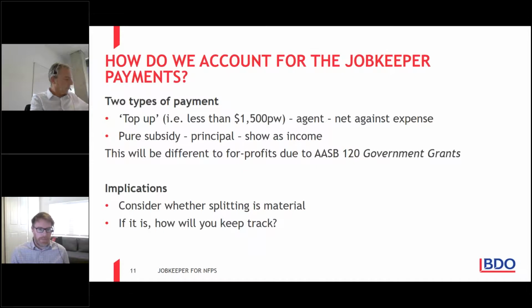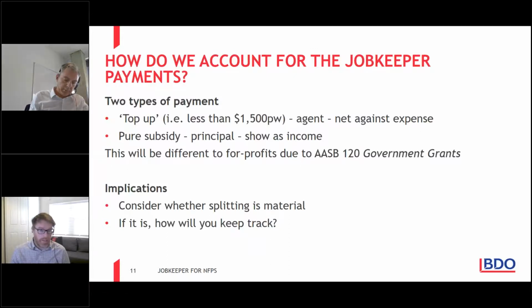You've then got the pure subsidy, where you are at risk for the full salary and wage payment, and the payment is effectively, as we've called it, a pure subsidy for that. What's worth understanding, and you might hear and see some of this as you talk to your colleagues in the financial reporting areas, is that for-profits have actually got a different standard, AASB 120 Government Grants, and that provides more flexibility for them in terms of how they report on that.